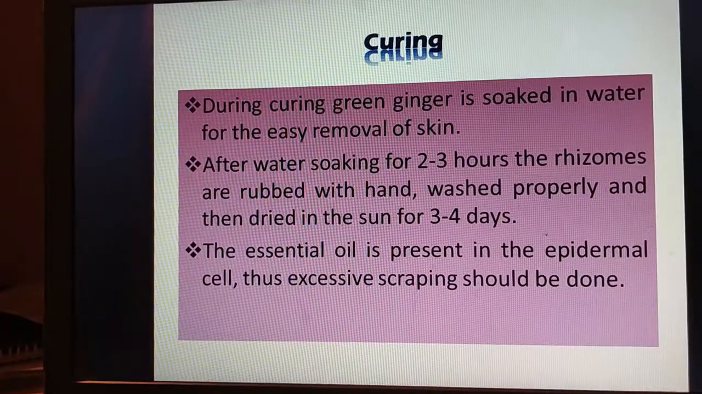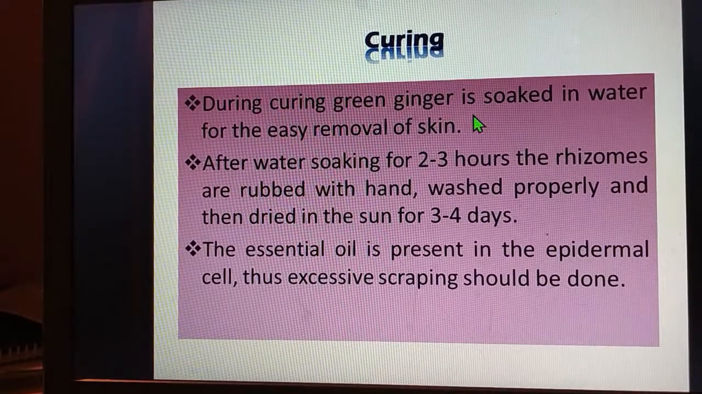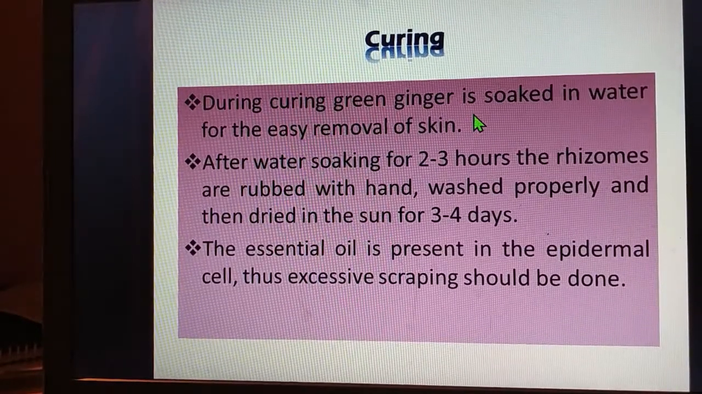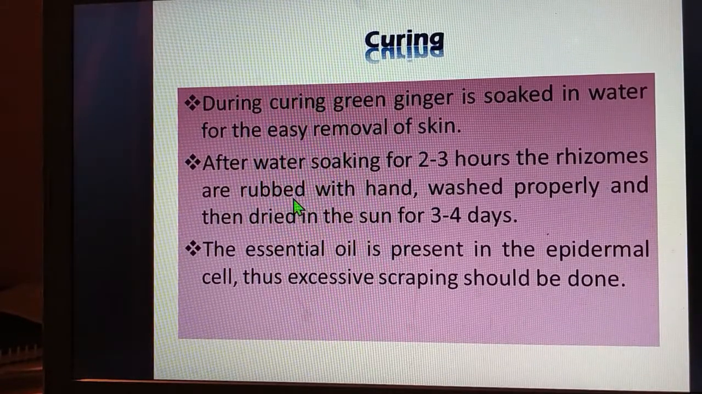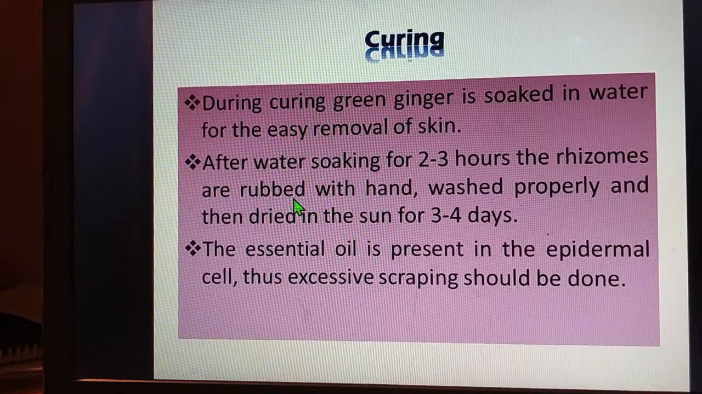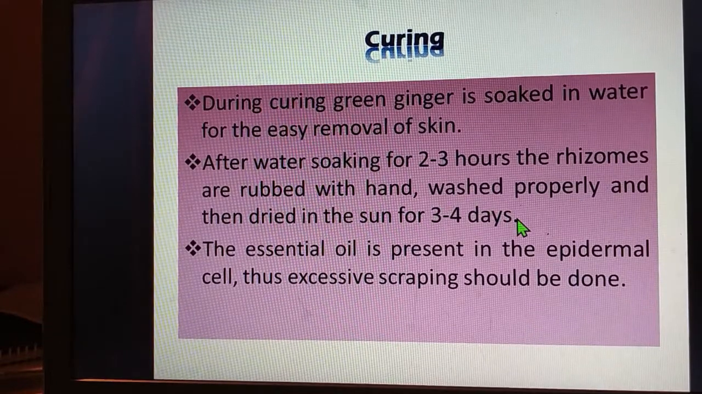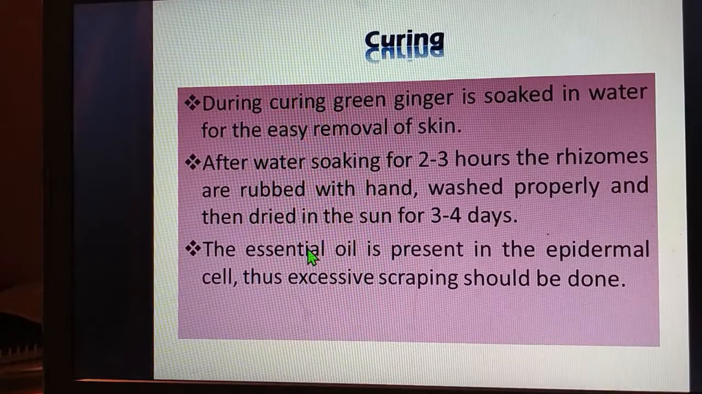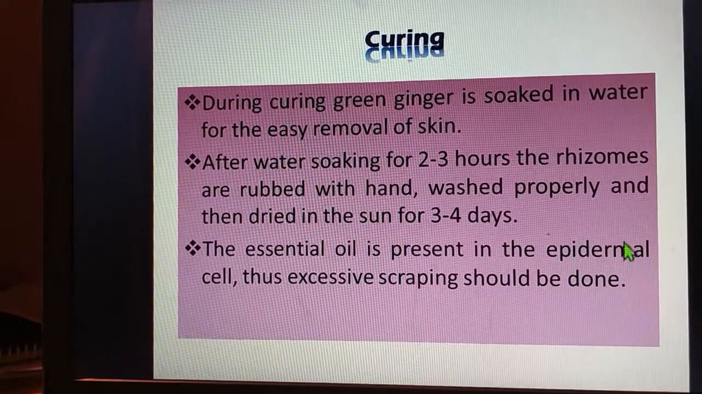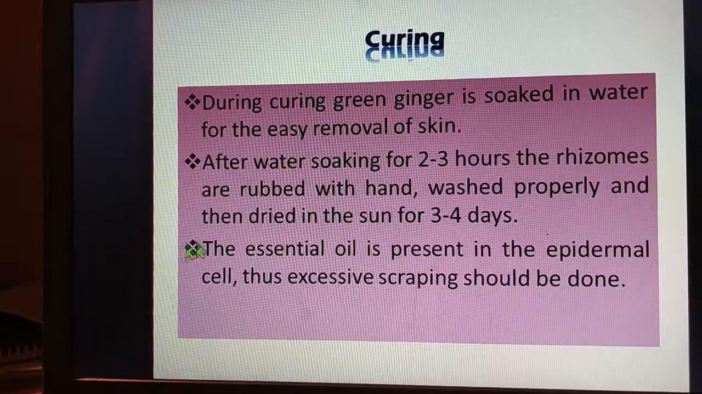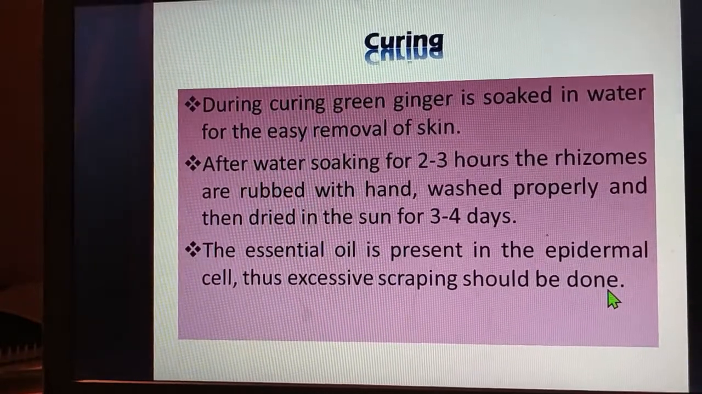So after harvesting, the curing of the green ginger is done by soaking the ginger in water for easy removal of the skin. And after soaking for about 2 to 3 hours, these rhizomes are usually rubbed by hand, washed properly and dried in the sun for about 3 to 4 days until they become dry. And the essential oil is usually present in the epidermal cells of the rhizome. Thus excessive scraping should not be done.